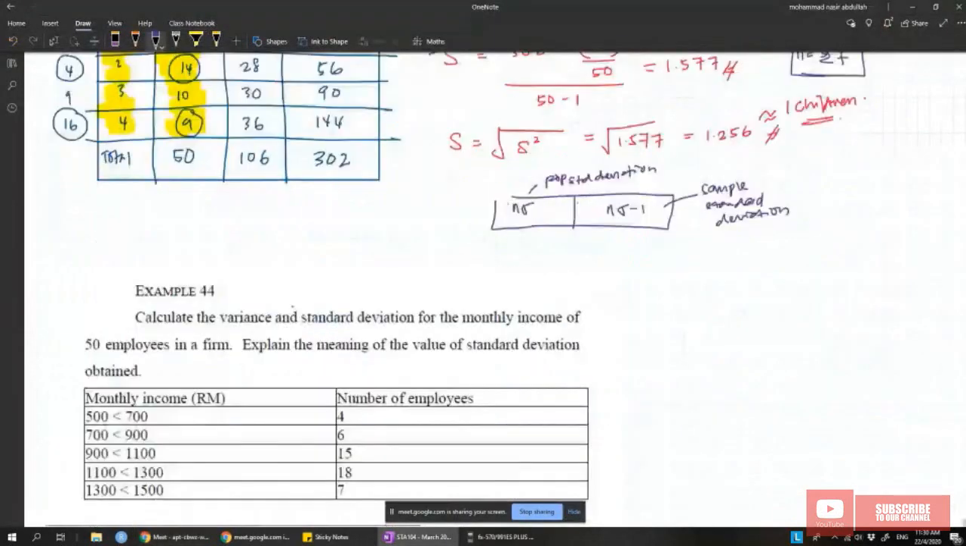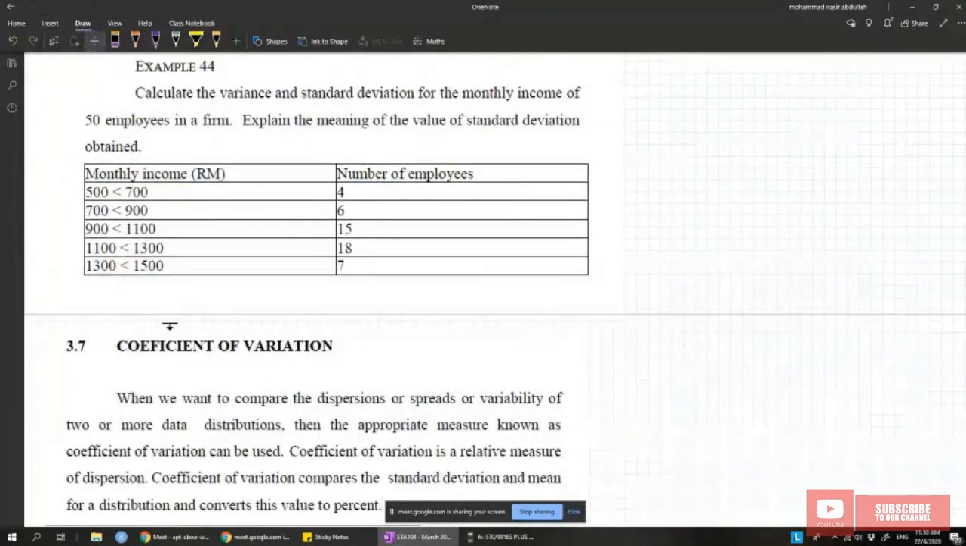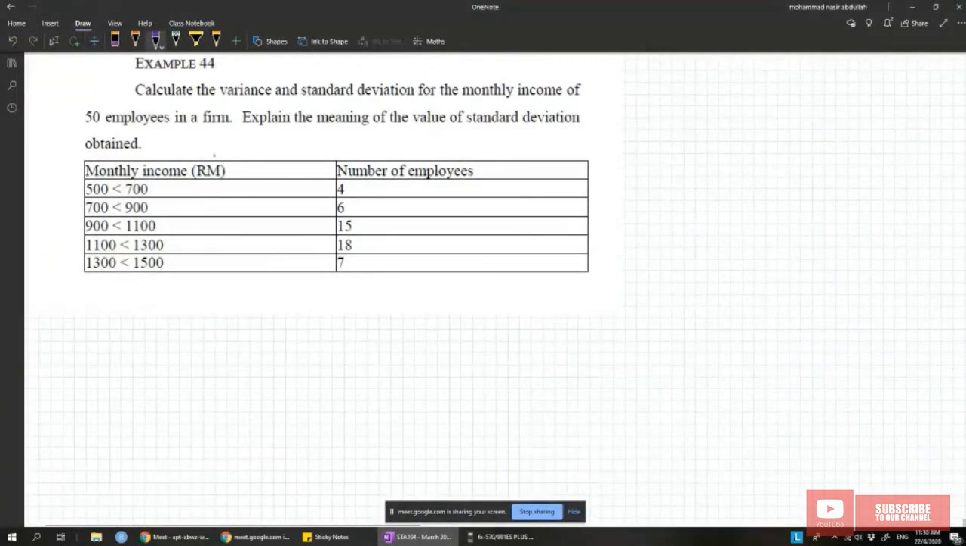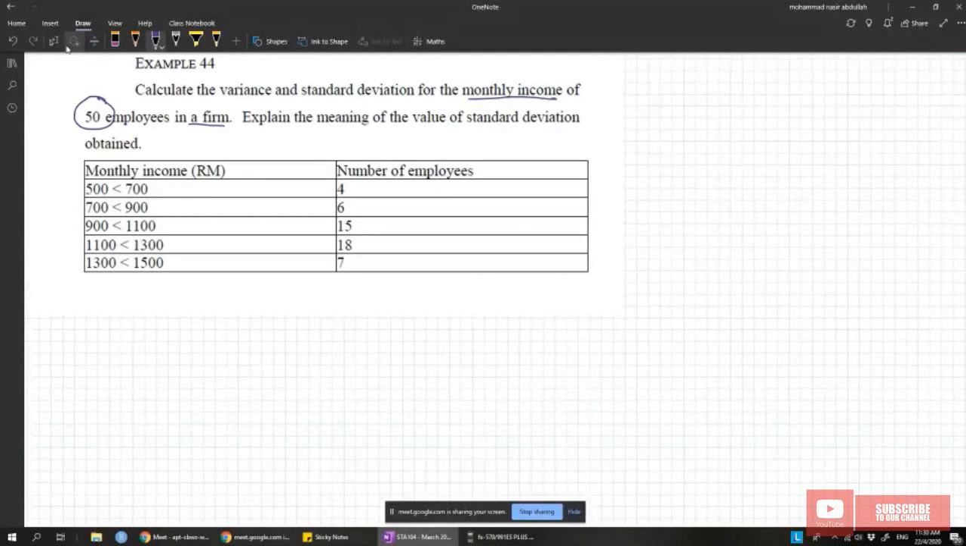Right, good. So next, we move to example number 44. In example number 44, we will try to use the calculator. Calculate the variance and standard deviation for monthly income of 50 employees in the firm. Explain the meaning of the value of standard deviation obtained. So this is your class and this is your frequency.